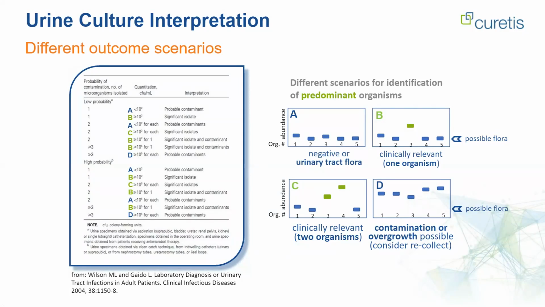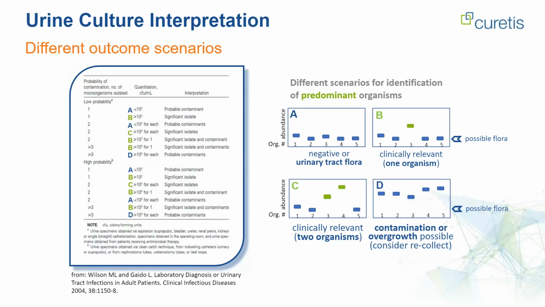You may, for example, observe multiple organisms, but all at levels at or below your clinical cutoffs. And I can tell you, the more sensitive you try to be, the more you will probably detect. Urine specimens contain urinary tract flora at a variable extent. And this is what you see in example A. So this is a negative result.